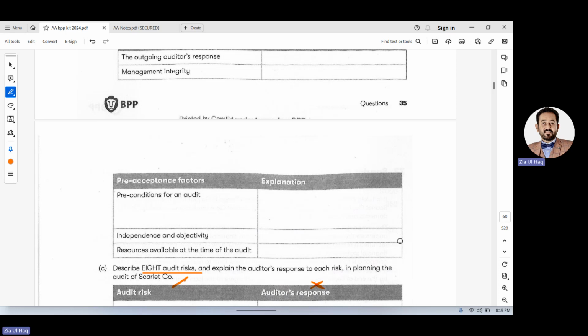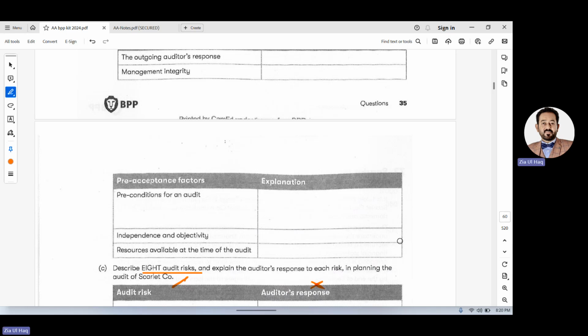Independence and objectivity: why do we need to ensure this before accepting the audit? To check if there is any threat to independence, we should take steps to reduce or eliminate it. I mean, what steps can we take regarding mitigation of the threat.